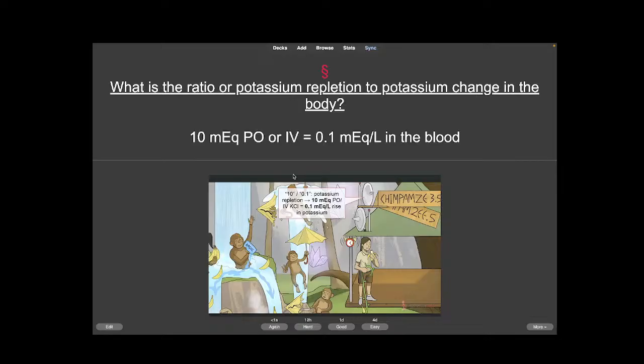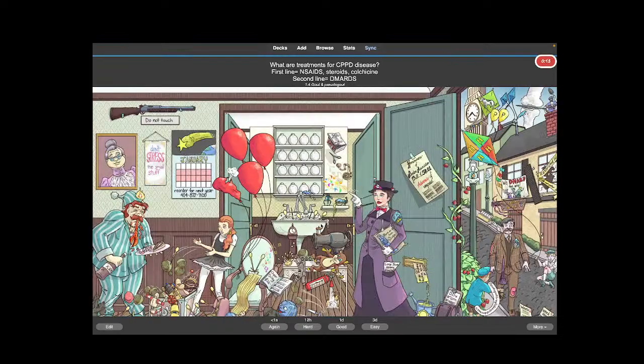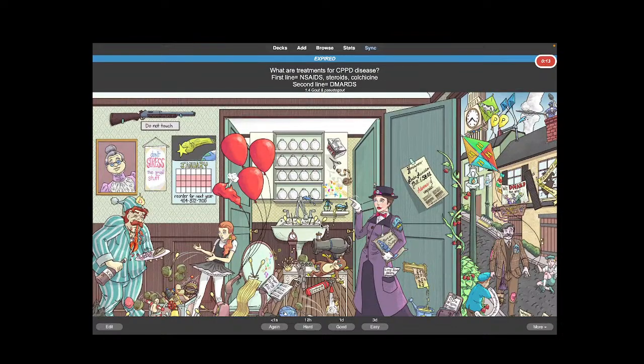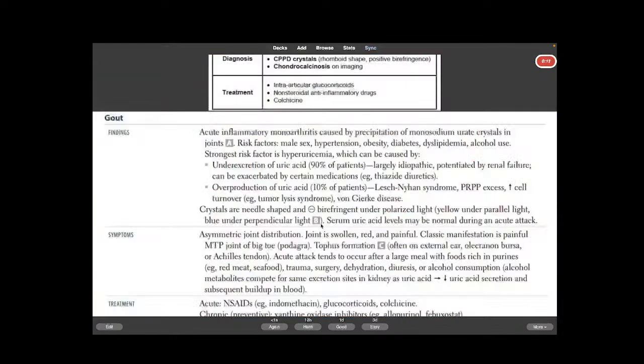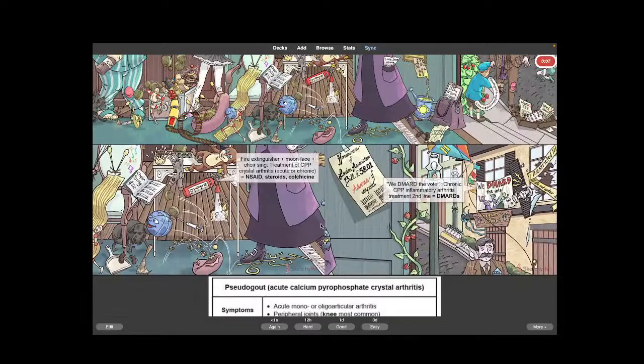What are treatments for CPPD disease? We give NSAIDs, steroids, colchicine, and second-line DMARDs. I at least want to do this. You could have given a smiley face. Where's colchicine? Actually, they did have it.